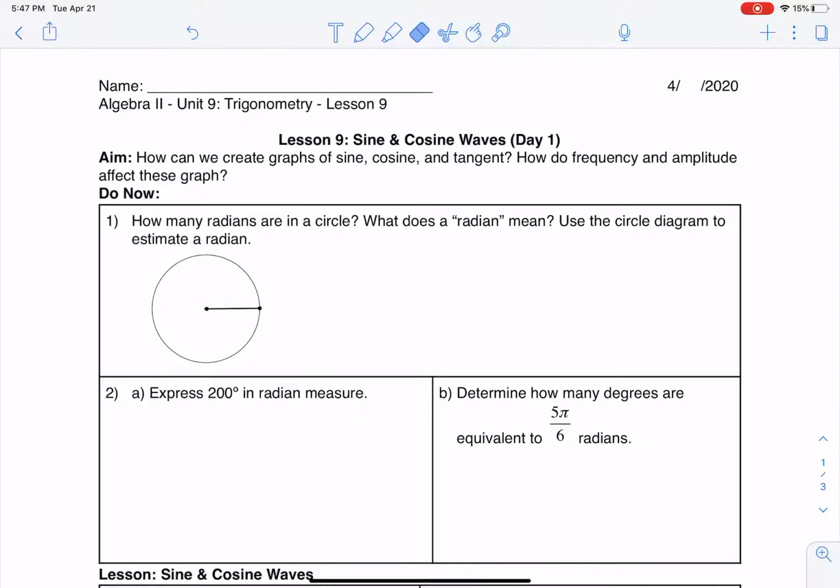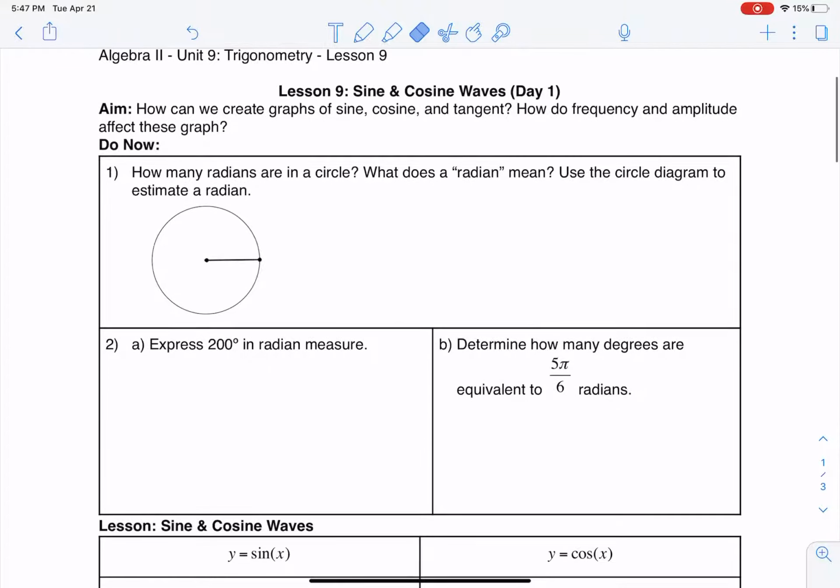In this lesson, we're going to look at how we create graphs of sine and cosine. And these graphs actually create what look like waves. So the do now is really just a review of the previous lesson, lesson 8, which had to do with radians.